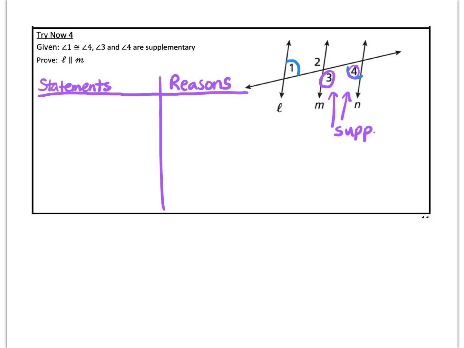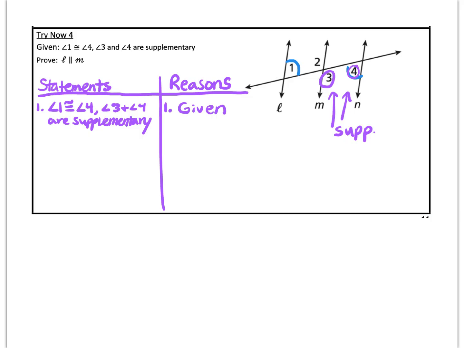This one, I'm going to start off by listing both givens on the same line. So if I wanted to split these up, I could, like I did in the last one, but I'm going to put them on the same line. Angle 1 congruent to angle 4, and angle 3 and angle 4 are supplementary. So that is given.